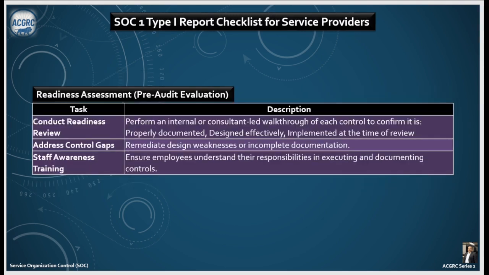From a readiness assessment perspective, which is actually pre-audit evaluation, conduct a readiness review, perform an internal or consultative led walkthrough of each control to confirm it's properly documented, designed effectively, and implemented at the time of review. Remediate design weakness or incomplete documentation. Do remember, this is pre-audit. So you are getting your house in order. Ensure that employees understand their responsibility in executing and documenting the controls.